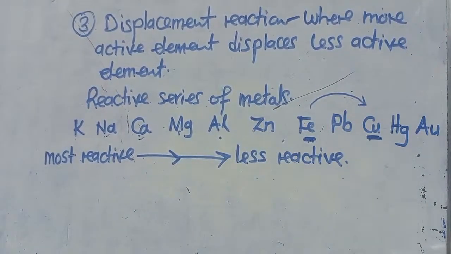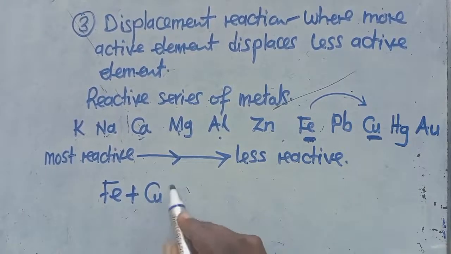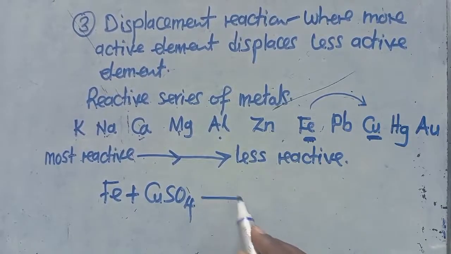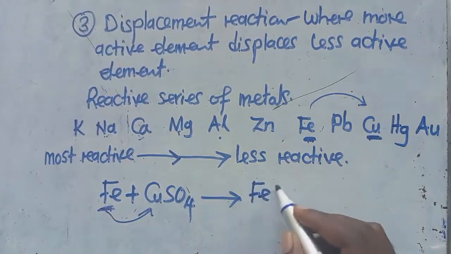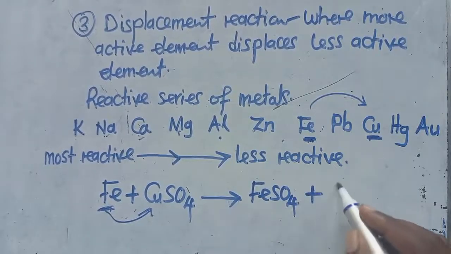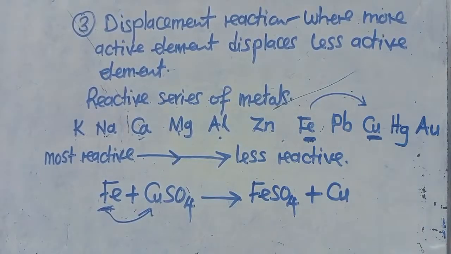These are examples that I'm giving you. They may ask you what happens when an iron nail is pressed in copper sulfate solution. So in a case where iron is pressed in copper sulfate solution like this, what are we going to form? This is copper 2 sulfate. This iron can now replace the copper here, so we are going to form iron sulfate plus copper. This is what we need to understand.